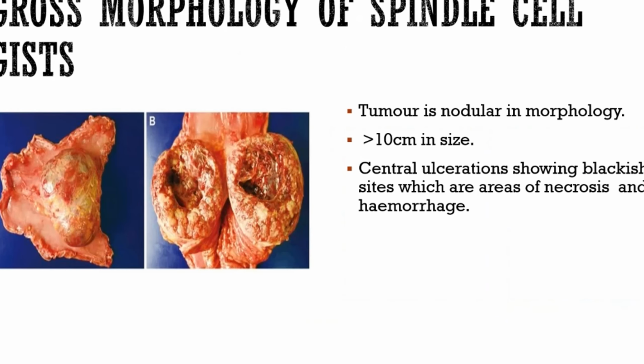Regarding the gross morphology of the spindle cell variety, you can see the tumor is nodular in morphology. It may be more or less than 10 centimeter in size, and sometimes central ulceration showing blackish areas, which are areas of necrosis and hemorrhage, can be seen. And this is a nodular GIST, which is the spindle variety of GIST.